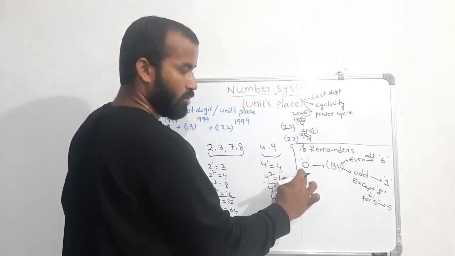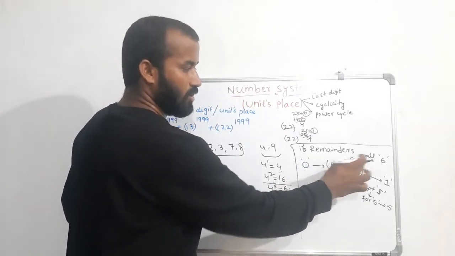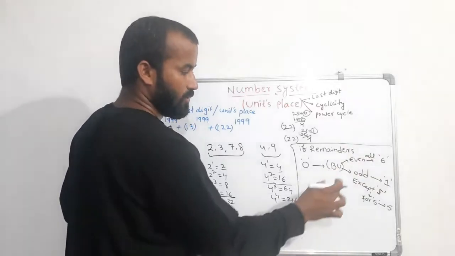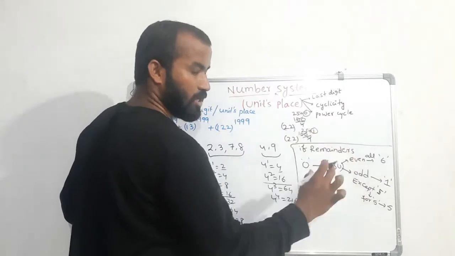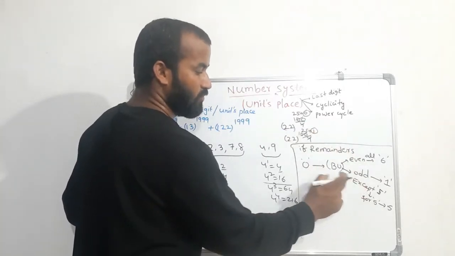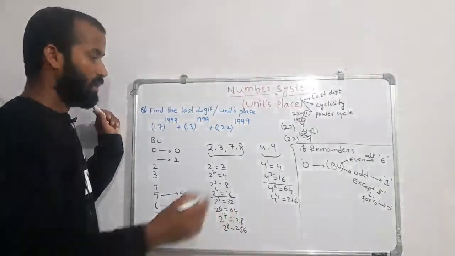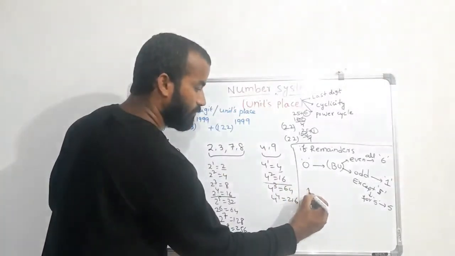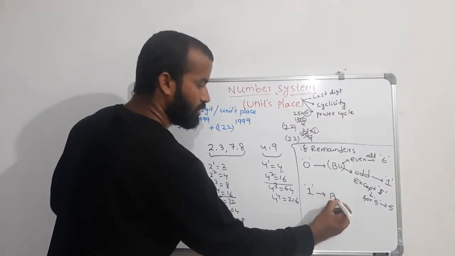When the remainder is 0, you have to see the base unit. If the base unit is even, the answer will be 6. If the base unit is odd, the answer will be 1, except 5. If the base unit is 5, the answer will be 5. Now if the base unit is 1, if the remainder is 1, you have to make the base unit power 1.